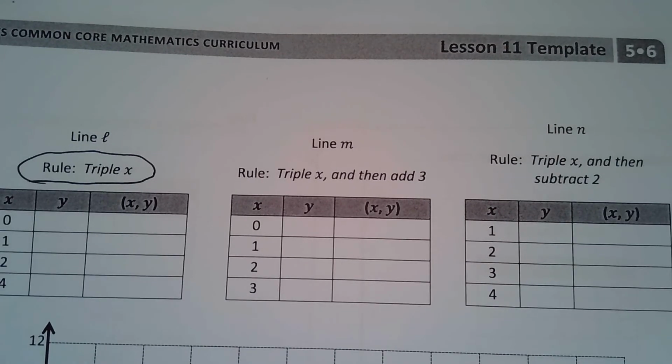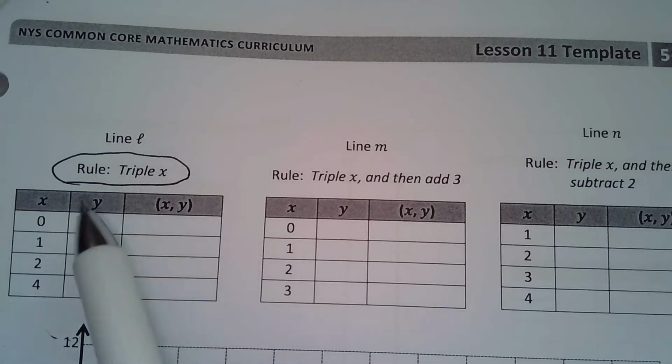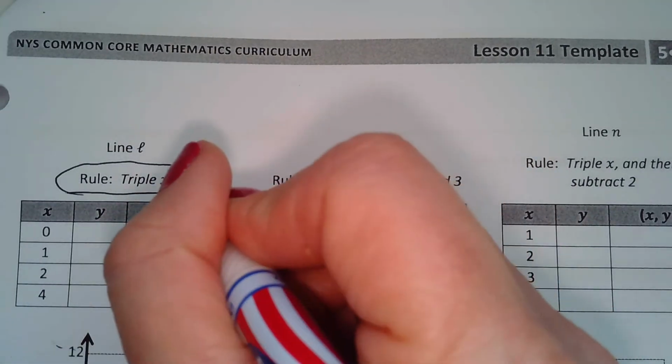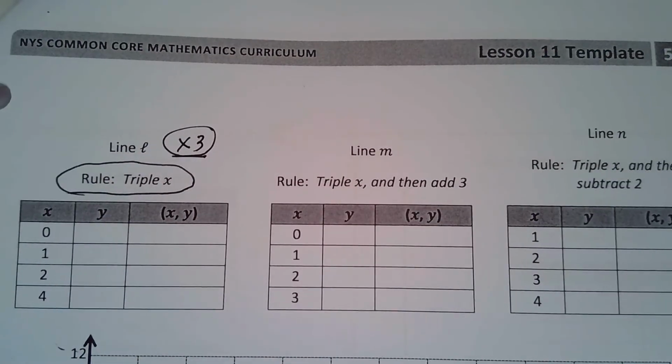Right, this is concept development for Module 6, Lesson 11. Look up here at the first chart. It says line L, rule triple x. So what does it mean when it says the rule is triple x? What operation are you going to do? Well, triple x means multiply by 3, right?